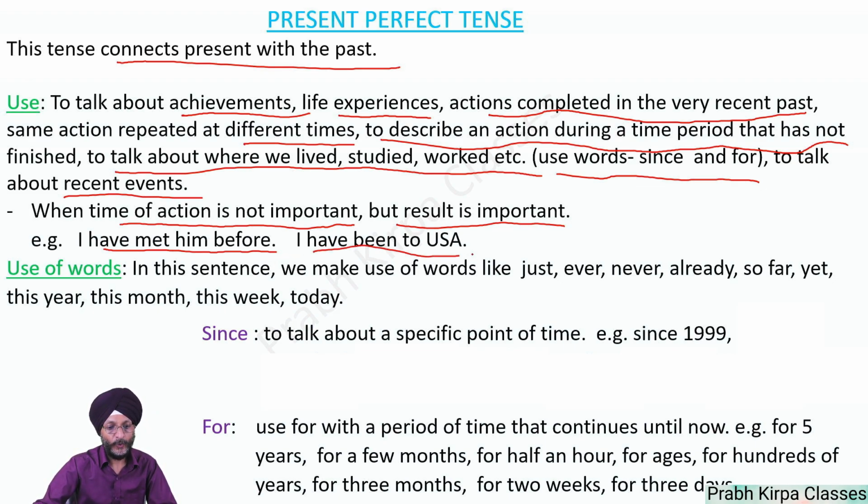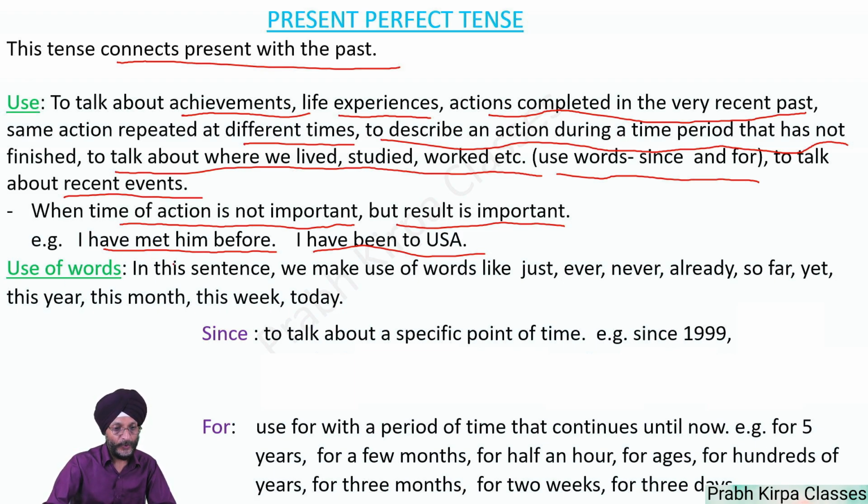I have been to USA. Here, it is not important when you went to USA. It is important that you have visited USA. The result is important. So when the result is important, you use present perfect tense.